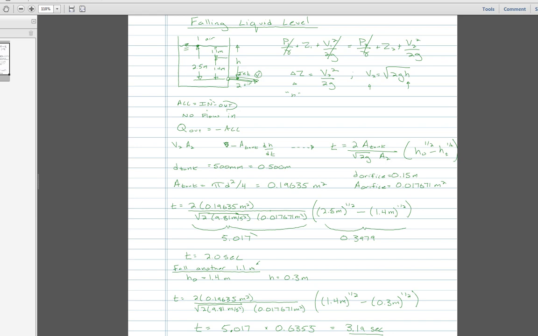So just as we expected, it takes more time to fall the second 1.1 meters because the velocity decreased, because the head decreased, and since the velocity decreased, so does the volumetric flow rate.